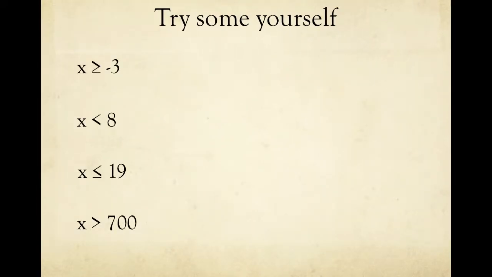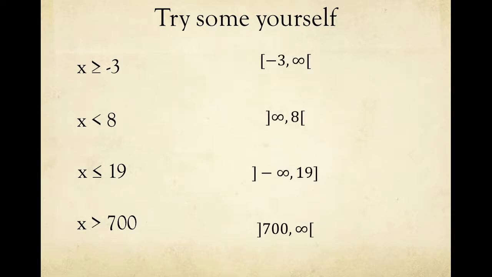Here are some examples. Try some yourself and see if you get the right square brackets, or interval notation, for each of these inequalities. For the first one, you should get that the square bracket hugs the negative 3 and the infinity sign has it facing away. For the second one, x is less than 8, so 8 is not included, it's facing away, and negative infinity here has an open bracket. Same for the next one, except the 19 is included because of this less than or equal to sign. And finally, x is greater than 700. The square bracket faces away from the 700 and away from the infinity sign.